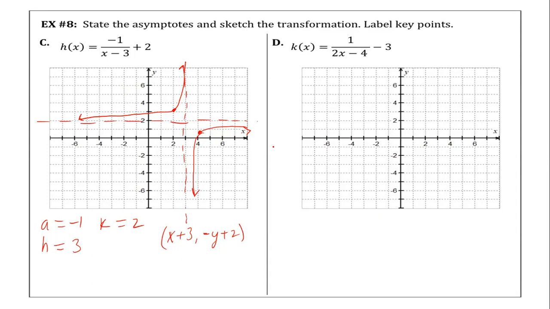Looks like we're gonna do D on our own. These are easy. D's not that bad. You just gotta factor first. If you want to try D before you do anything, you just gotta factor it first to separate your A and your B and your H. 2 times X minus 2. There you go. So it becomes 2 times X minus 2 minus 3. So now we have an A, a B, an H, and a K.